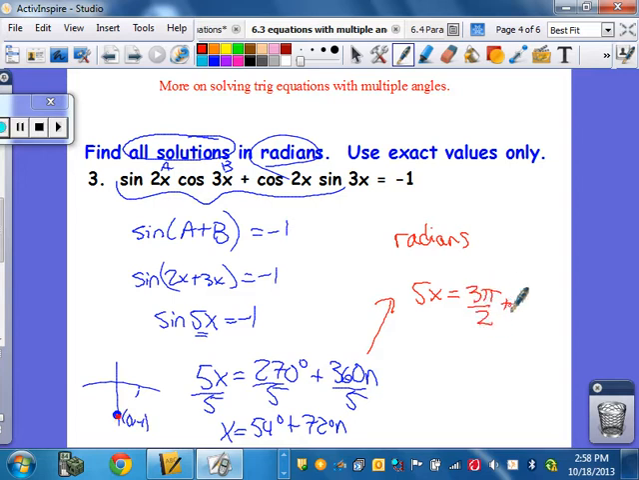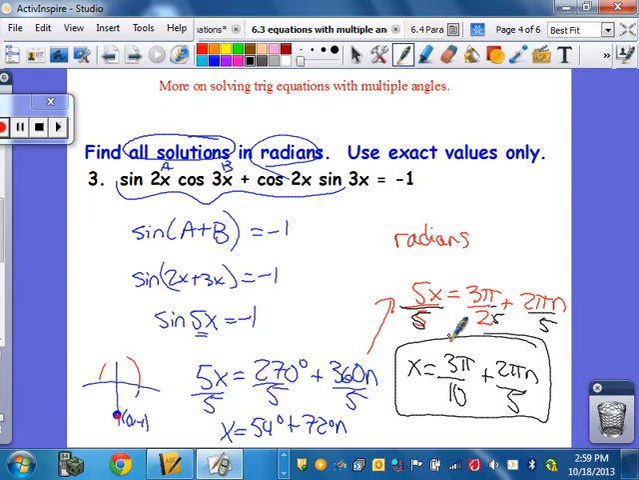Plus, what do I add to get back around to that? 2 pi instead of 360. So I would go 2 pi n. Okay, now how do I get x all alone? I divide by 5. Maybe I'll do that in a different color. If I divide everything by 5 or multiply by 1/5, I would get x would equal, let's see, 3 pi over 10 plus 2 pi n over 5.